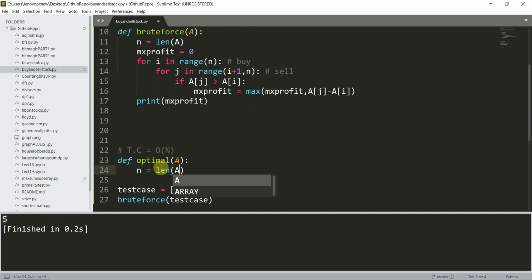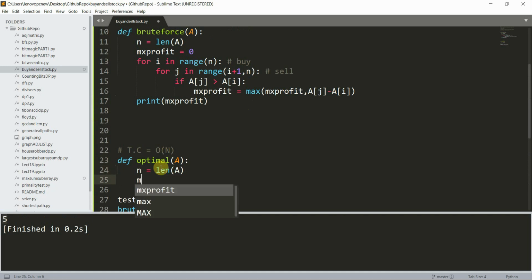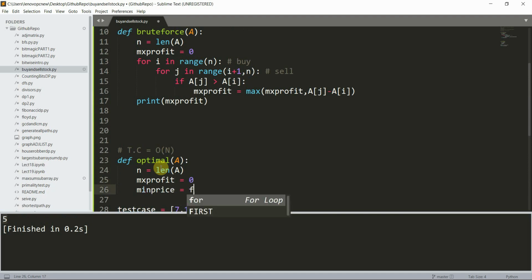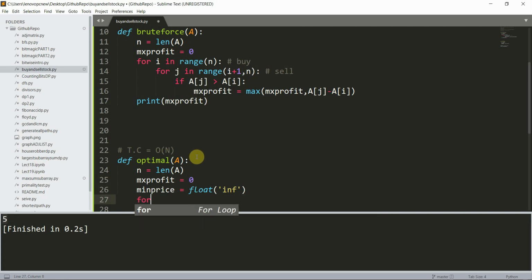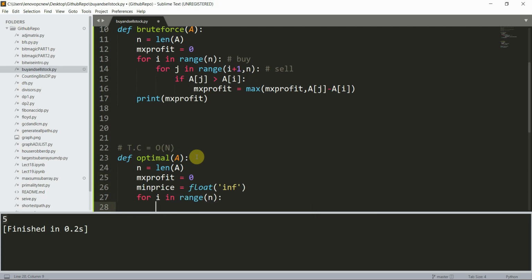Again, n is equal to length of a, perfectly fine. Then max profit is equal to 0, and I'll take a min price is equal to float of infinity. I'll tell you why I'm maintaining a minimum price. Then what you can do, for i in range n, you will take minimum price is equal to minimum of minimum price comma a of i.